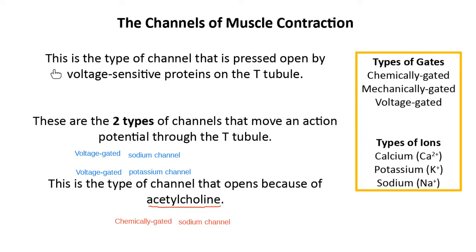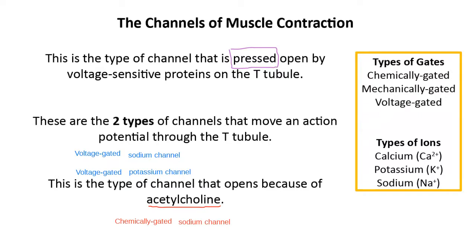The last kind of channel that's involved in the process of muscle contraction is a type of ion channel that opens when it's pressed on, or when something pushes against it. Which kind of gates open when they're pressed open? When I push on it.